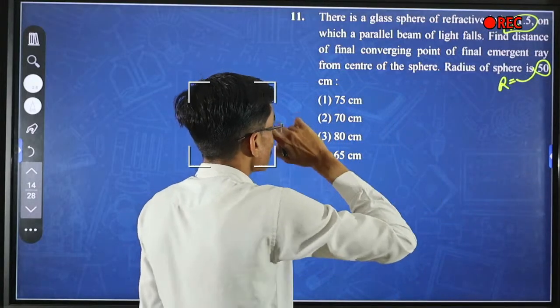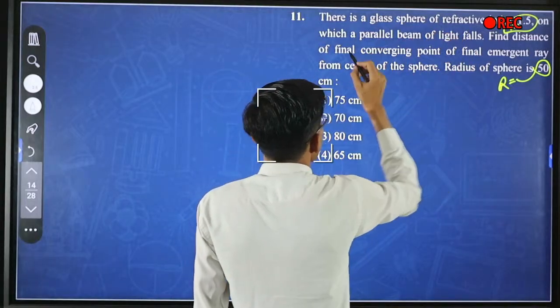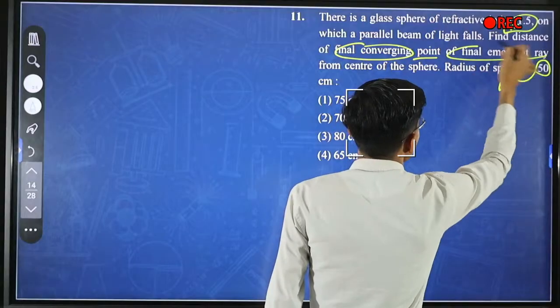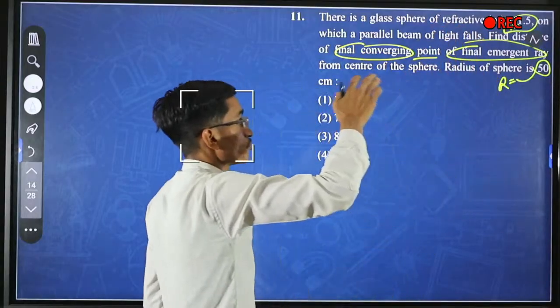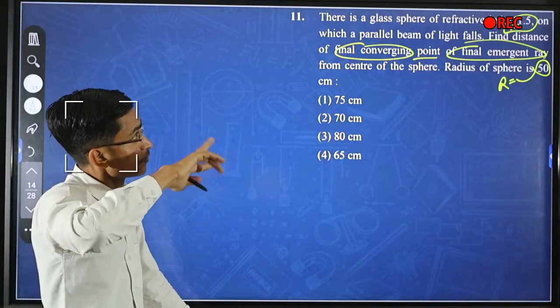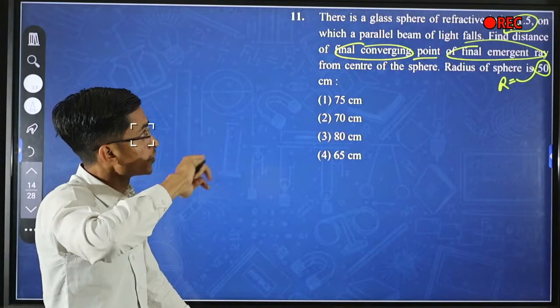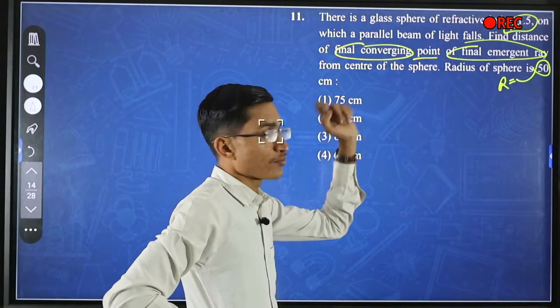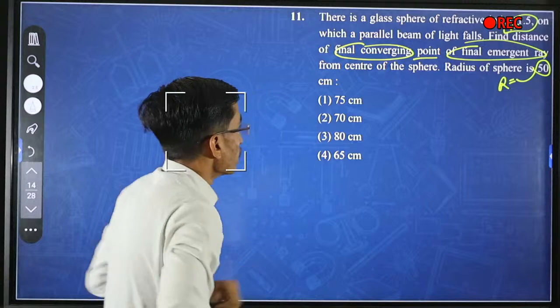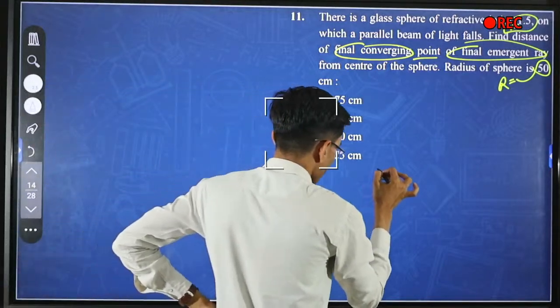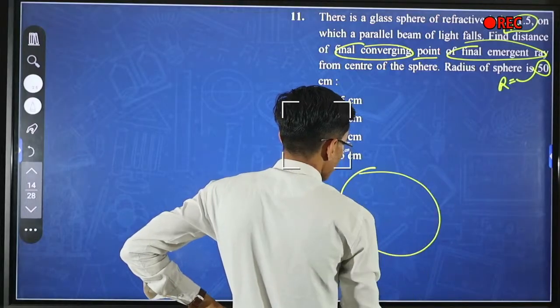Okay, here is the distance of the final converging point of the final emergent ray. We have to find that when two rays converge or emerge and meet at any point, the distance of that point from the center. Okay, so from this we have a diagram like this, that this is the spherical surface.